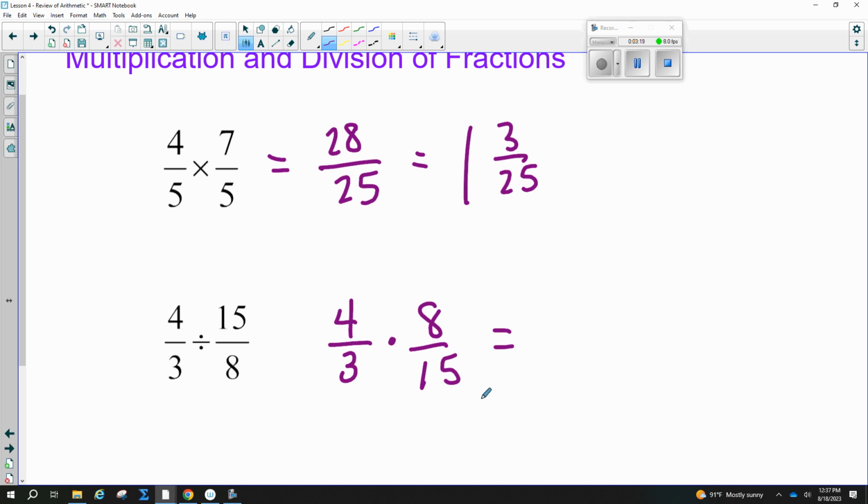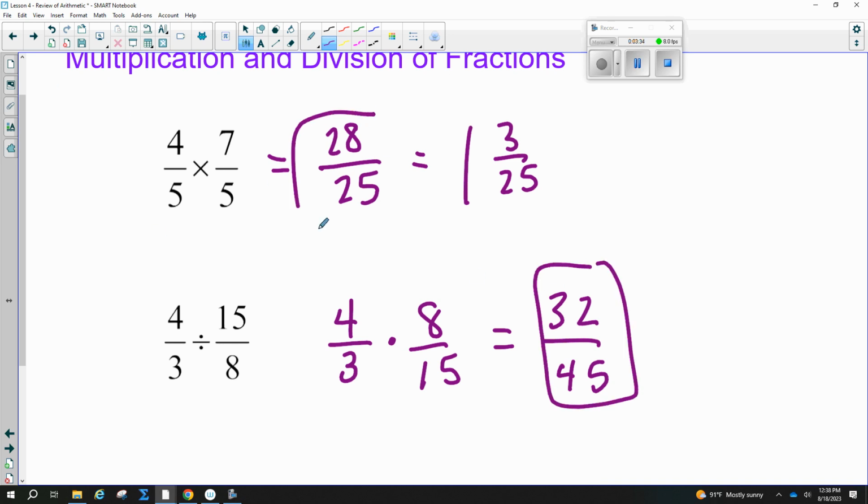Everyone, what's 4 times 8? Okay, and everyone, what's 3 times 15? 35. Okay, and then you're like, does this reduce? 45, yeah. I don't think it reduces. Does it reduce? Anybody got help? No, I agree with you. Okay, booyah. There's my answer.